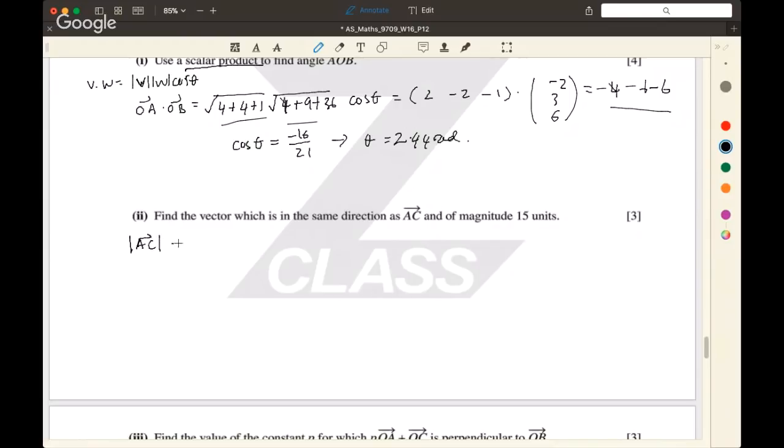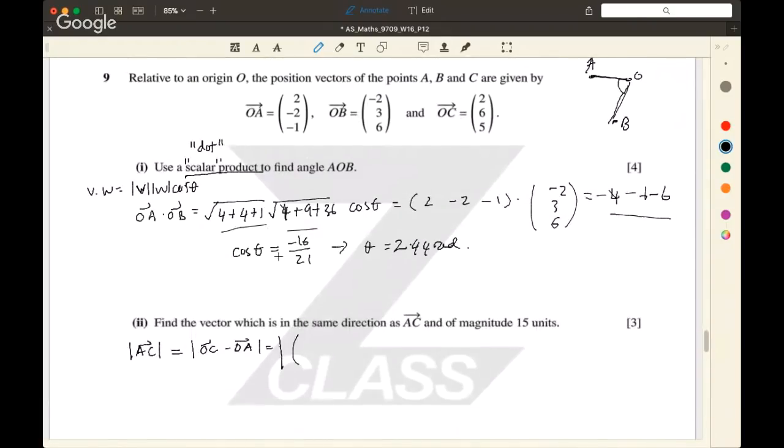So what is the magnitude of AC? Well, AC is just OC minus OA. Convince yourself that's true, because in order to go from A to C, you have to go back from A to 0 and then forward from 0 to C. And this is going to be the magnitude of, if we look back up here, 2 minus 2 is 0, 6 minus 2 is 8, and that's 6. So this is the square root of 8 squared plus 6 squared, and that's just equal to 10.